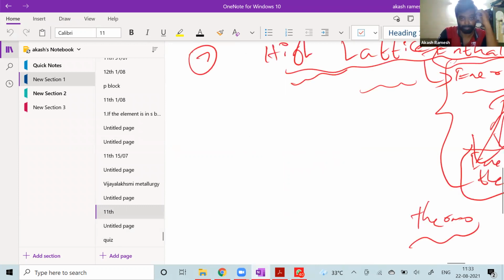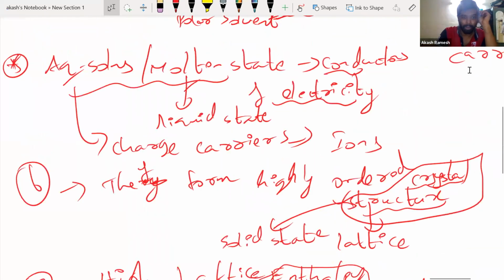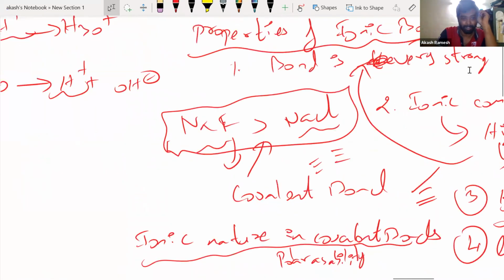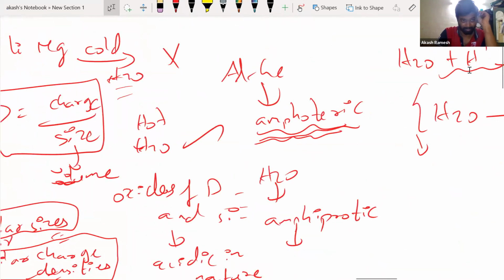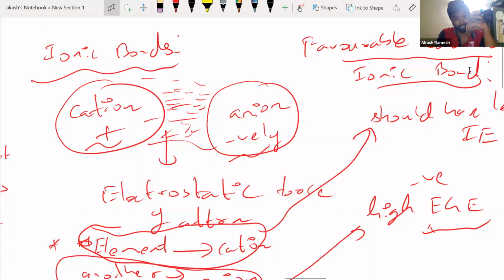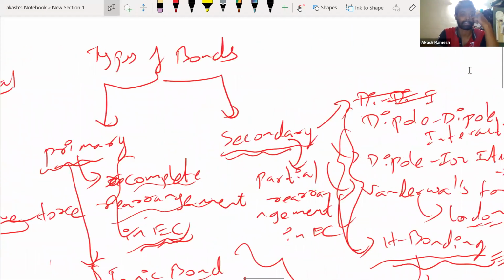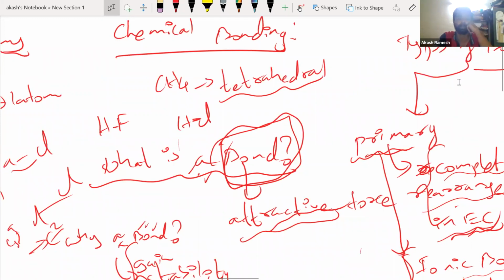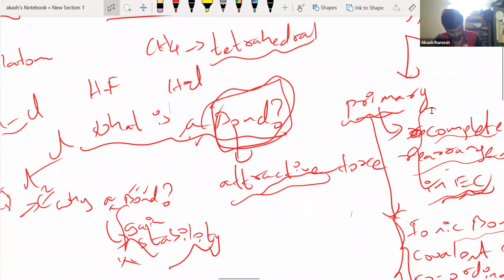Right, last class, we started with the chemical bonding chapter. So we saw what is a bond, why a bond. A bond is nothing but an attractive force between the molecules, between the atoms. And why is a bond formed? Because the atoms involved in the bond formation are getting stability. That's why a bond is formed.